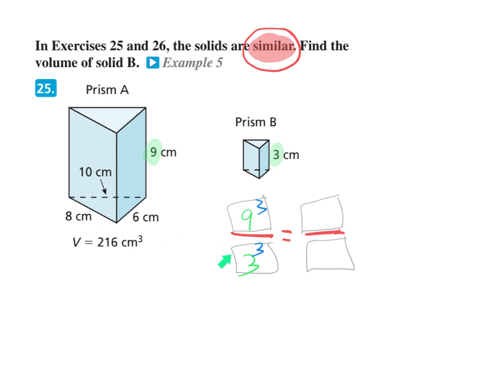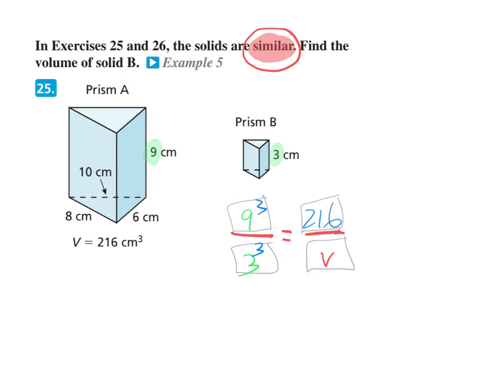So if you look at this ratio, big goes on top. So 216 will be the volume that goes on the top. And we're supposed to find the volume of the small one, so that would be our little v on the bottom. That's how you set up the proportion, and that's how we'll find the volume of solid B.